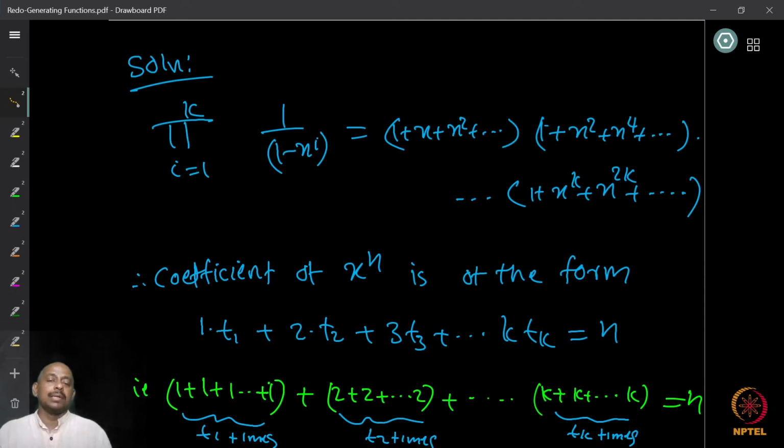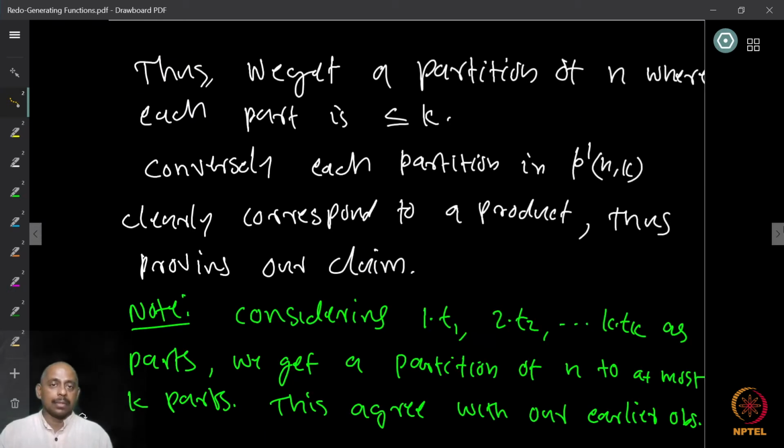So this choice I can see as choosing T1 copies of 1, T2 copies of 2, and Tk copies of k. And all of them sum to n, and the maximum value is k. So therefore, this generative function actually represents the partition of n, where each part is at most k. On the other hand, we can also see something else, right?